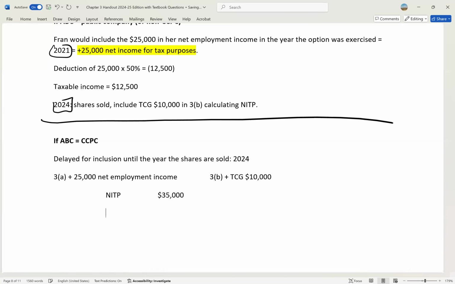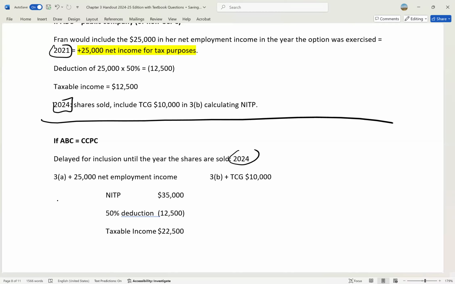And then she would get that 50% deduction, because remember the option was issued not in the money. So she would get that 50% of 25,000. And so her taxable income would increase by 22,500. But this would all be in the 2024 year.